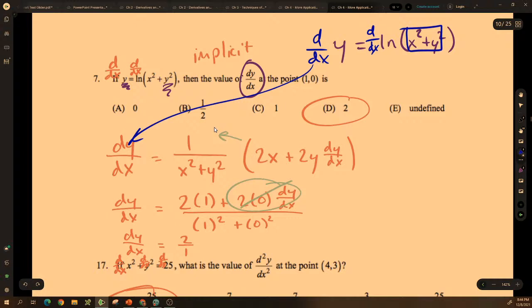Then we can move this to the top. I like to do that. And as I did that, I also plugged in x as 1 and y as 0. So we get 2x becomes 2 times 1 on top, plus 2y is 2 times 0 times dy/dx. So this entire part goes away, over x squared, 1 squared plus 0 squared. That's equal to dy/dx. We get dy/dx equals 2 over 1, or just 2, is our answer.